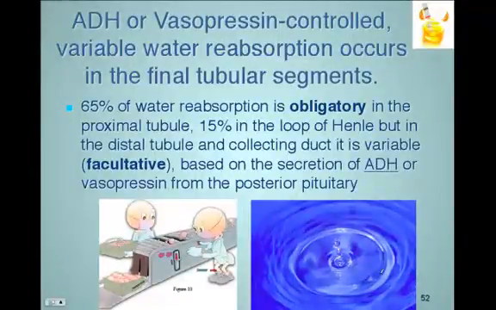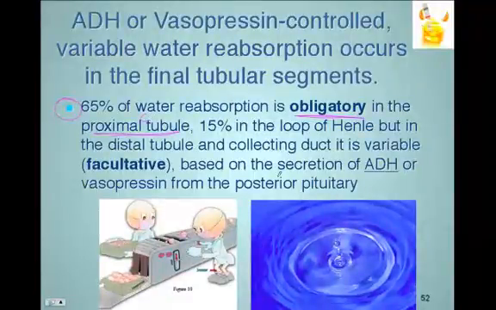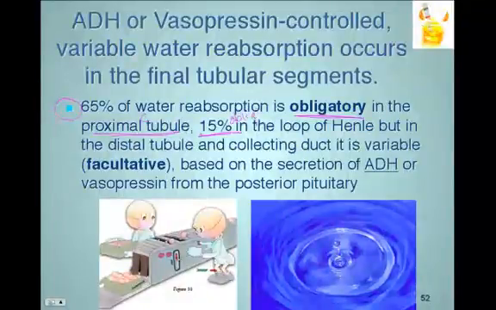So when we talk about water reabsorption as a whole, okay, keep in mind that about 65% of your water reabsorption is going to be obligatory water reabsorption in the proximal convoluted tubule, okay? And then another 15%, okay, is going to be obligatory in the loop of Henle. Okay, that's where we get that about 80% of our water reabsorption is obligatory, okay? So, but this gives you some numbers to put to it now.